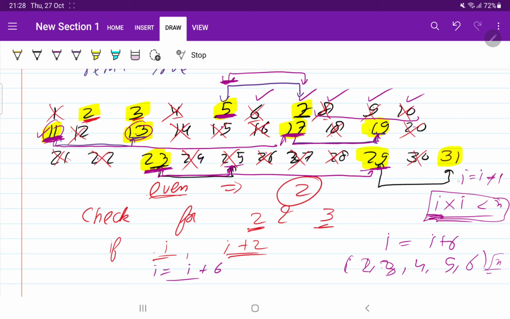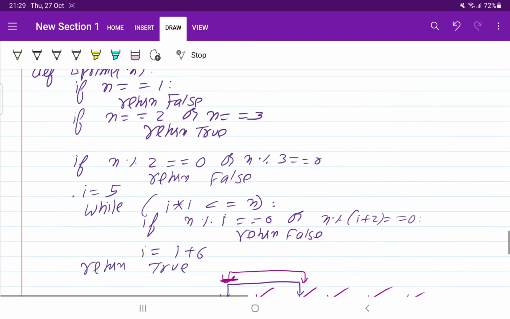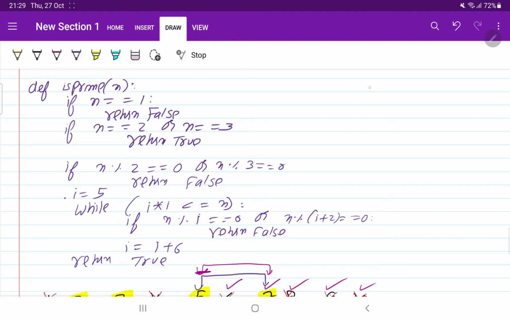But now, in our approach, what will we do? I will increase by 6, so it will reduce more iterations. It will try to find the solution more easily. Okay, so let us see how we are going to find the solution.